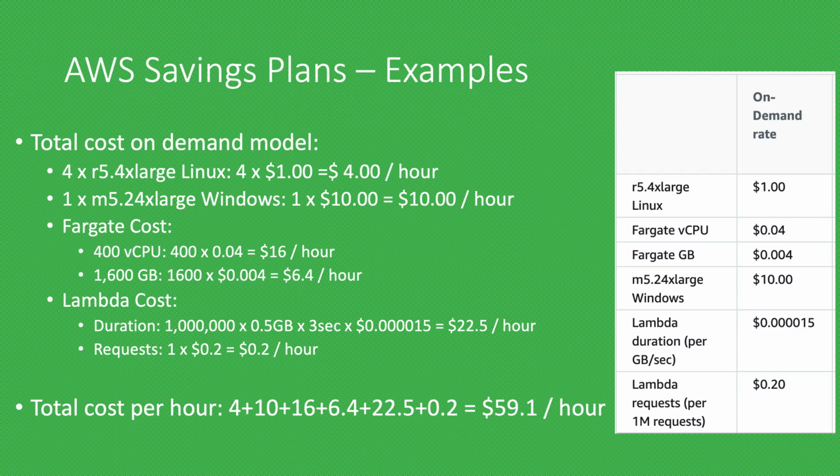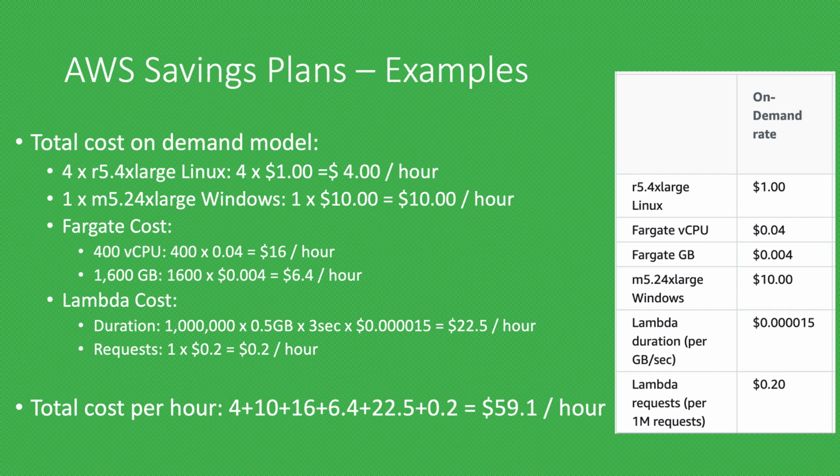Before we deep dive, let's calculate the total cost if our usage is all on-demand. 4 R5 4 extra large Linux costs $4 per hour, and 1 M5 24 extra large Windows costs $10 per hour. AWS Fargate pricing is calculated based on the vCPU and memory resources used from the time you start to download your container image until the Amazon ECS task or Amazon EKS pod terminates, rounded up to the nearest second. In this example, it costs $22.40 per hour.